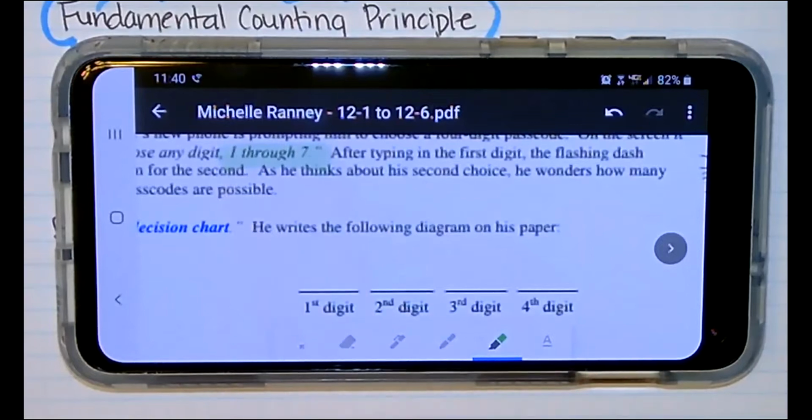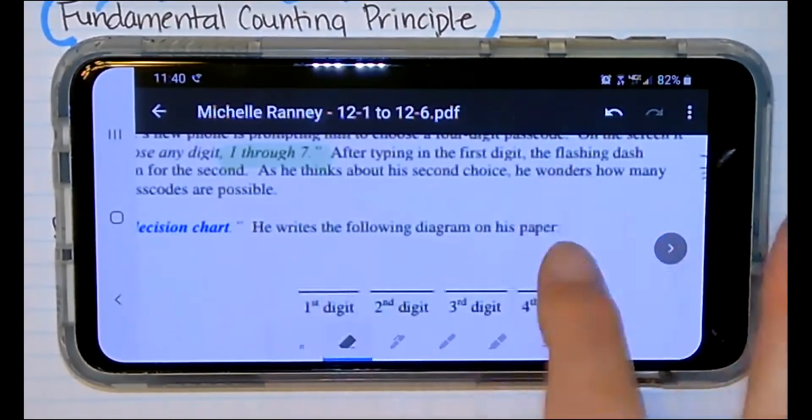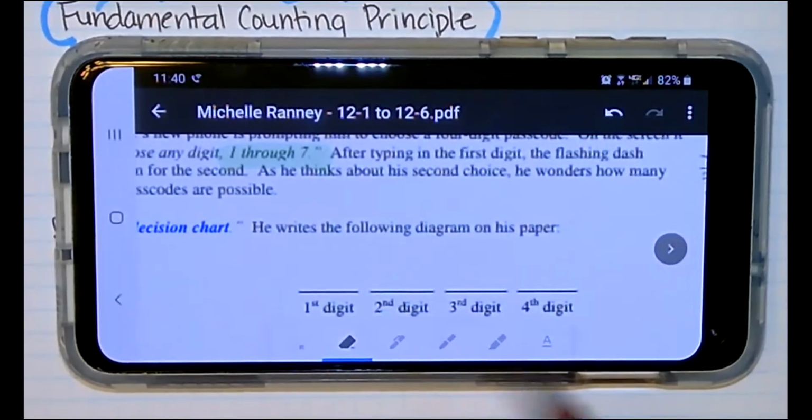1 through 7 are the digits that he's using. Now, right now I'm using a stylus, but you can also use your finger to write. Both of them work. The stylus is a little easier, but I've been going both ways on some of these different worksheets. So let's try this problem.